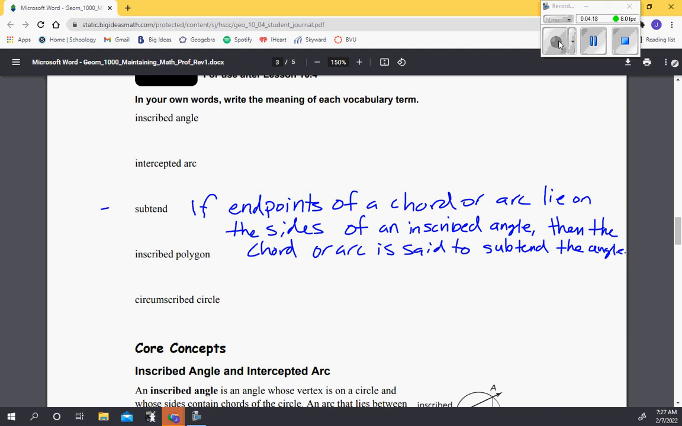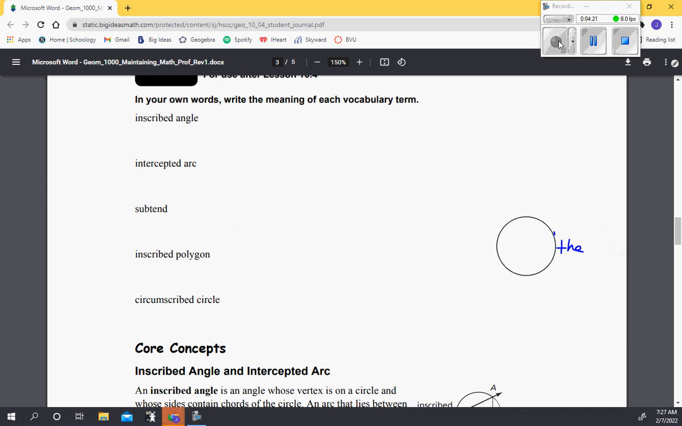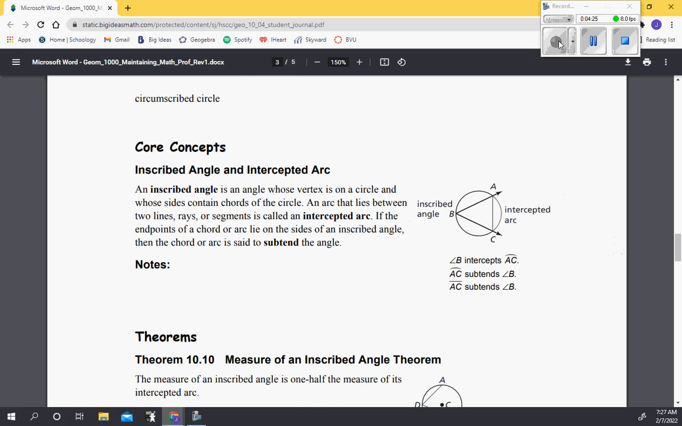It creates the angle. An example here, right here, if we have this arc, this chord, this is a chord. If we have this chord, then this creates this angle, or subtends this angle, and that's what we see here. Okay, segment AC or chord AC subtends angle B. It creates that angle. The arc for AC, it subtends this angle. Okay, that's what you see here. Okay, that is subtend.